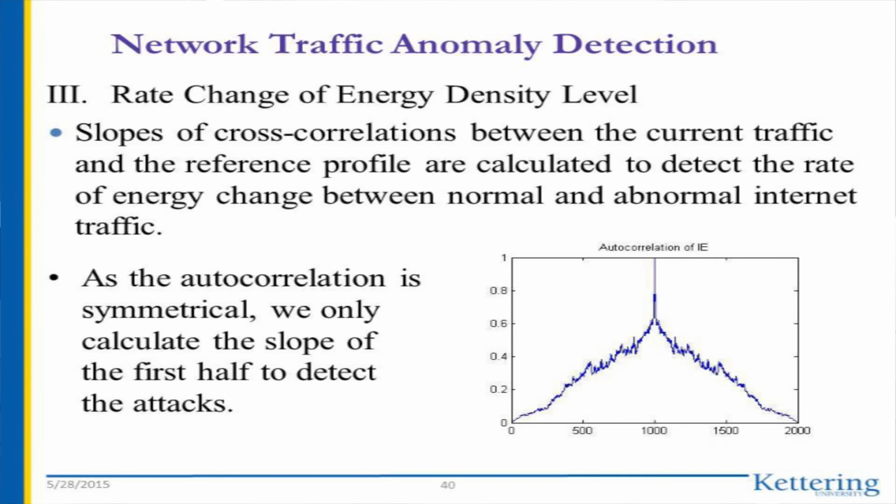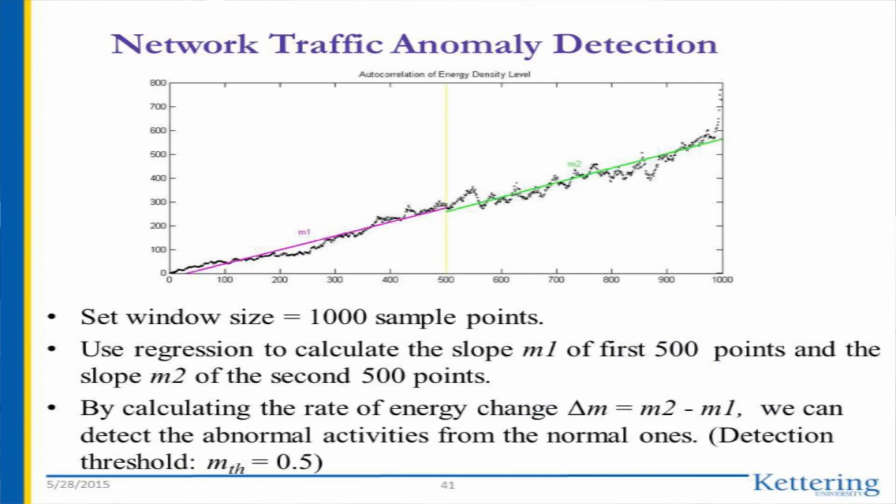The last one is what we call the rate change of energy density level. That is based on the marginal energy spectrum, where we look at the correlations, and then we look at the rate of change of the correlation. Basically, we look at the delta of the energy change rate.